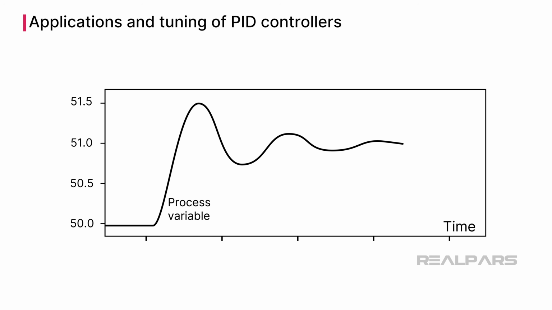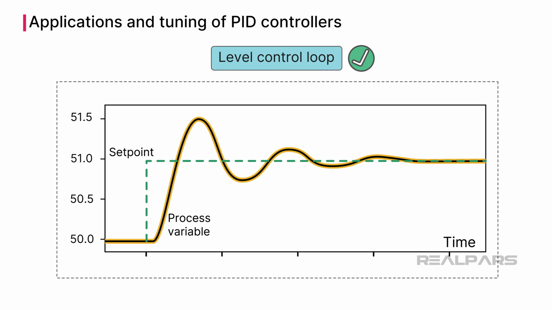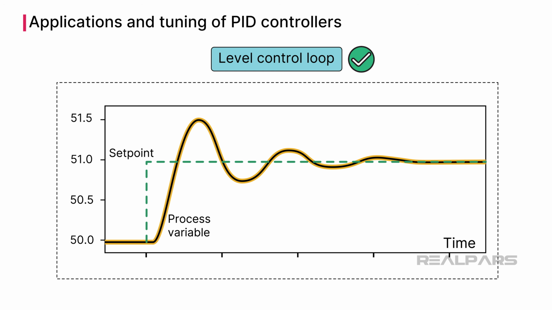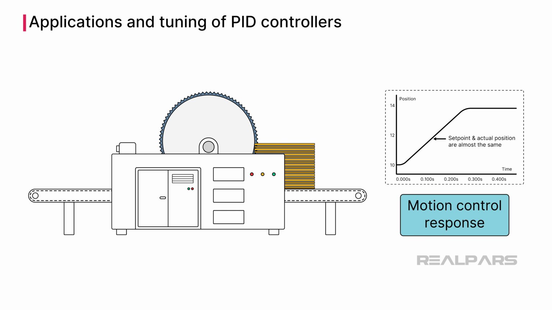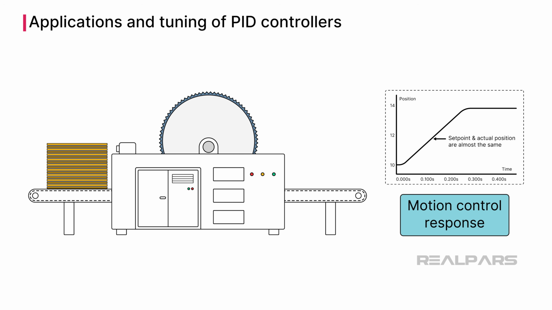Acceptable responses to setpoint changes or disturbances differ depending on the application. For example, a quarter-wave damped response may be acceptable in a level control loop, but disastrous in a motion control system. In a motion control system, the actual position must closely follow the target or setpoint position. Attaining the desired response is where the flexibility of PID control truly stands out.